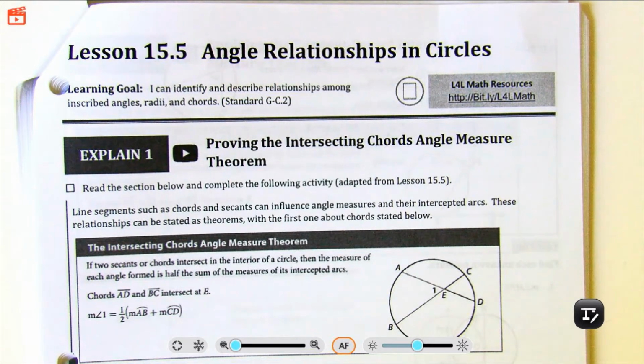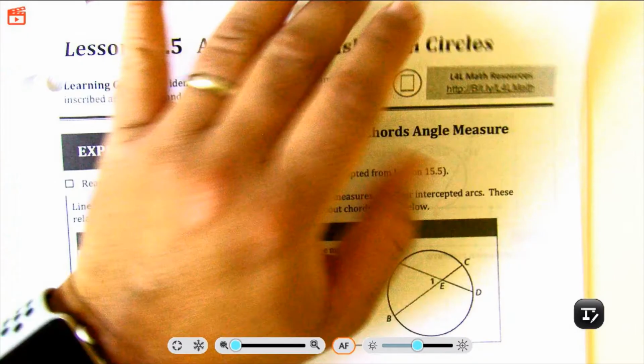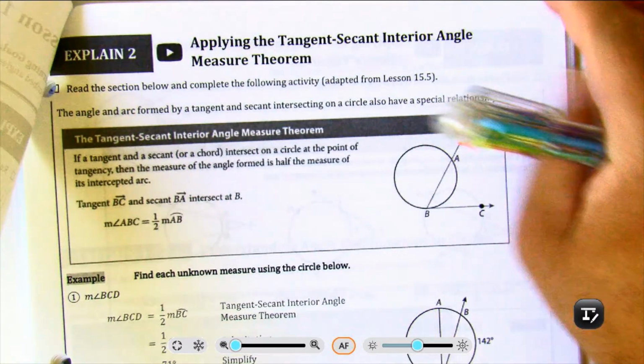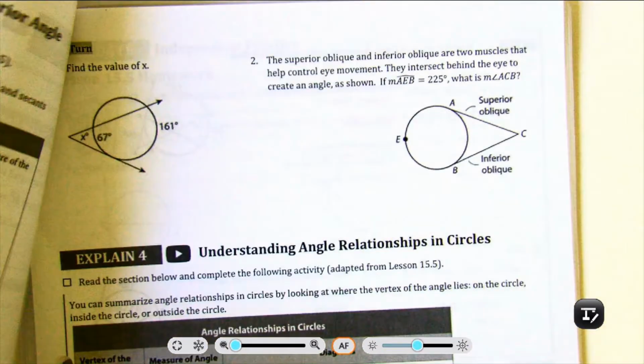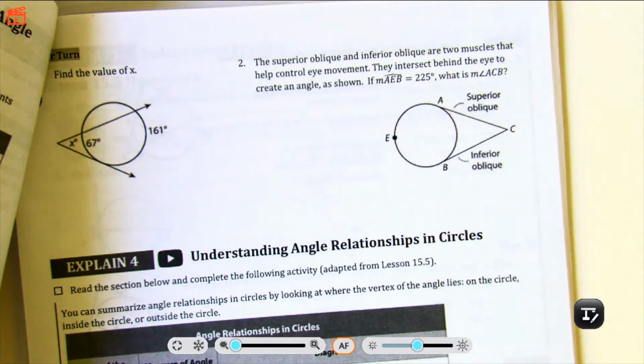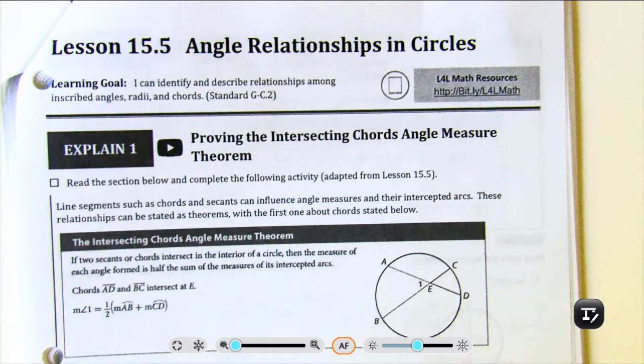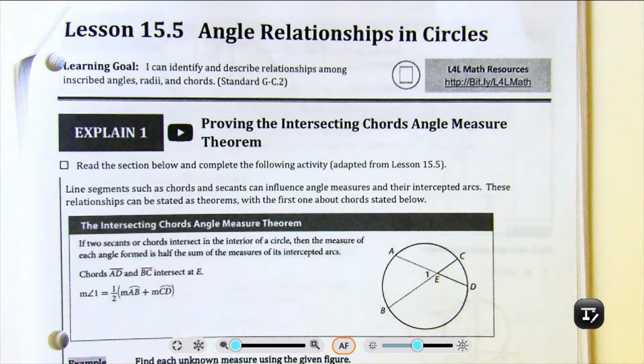One of them is called the intersecting chords angle measure theorem. The other one is called the tangent secant interior angle measure theorem, and then the third one is the tangent secant exterior angle measure theorem. We're going to go through each one at a time so that you understand the theorem. We have some examples, and then we're going to be doing the your turn problems together.